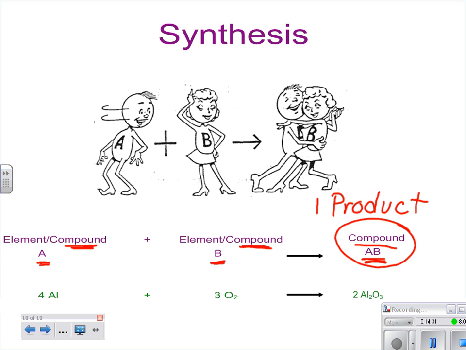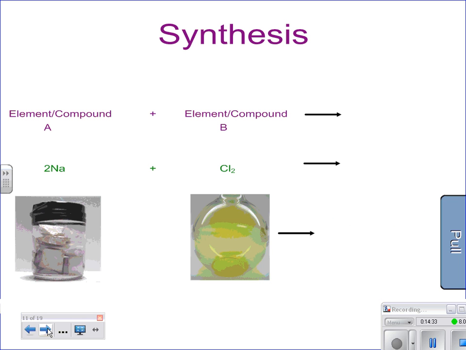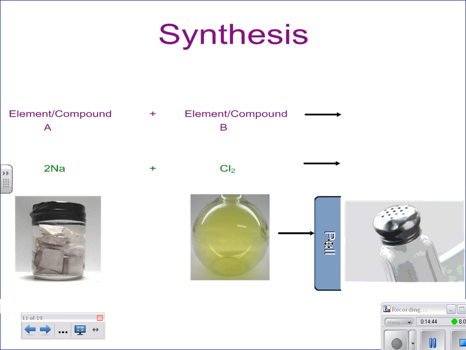Okay, so those are our examples of synthesis. Here's another example. If you had something like sodium and chlorine, what's the only possibility? What does it form? Sodium chloride. So that's our salt. There we go. So that's a case where you have an element plus an element, and it forms sodium chloride.